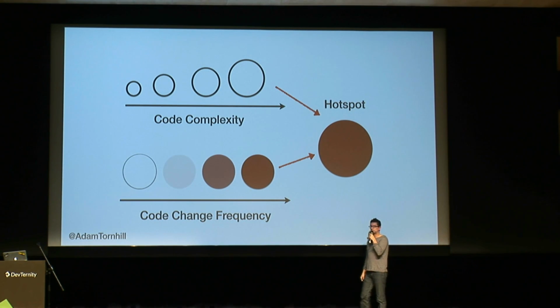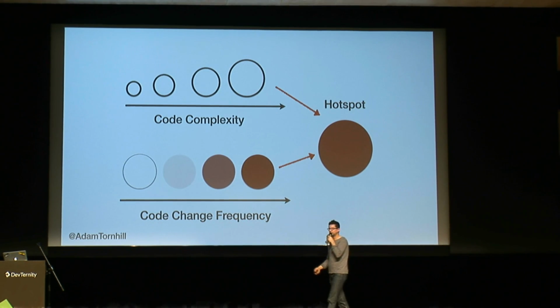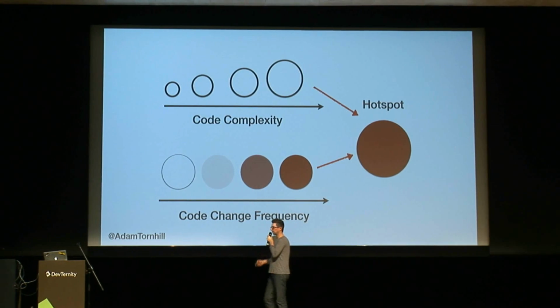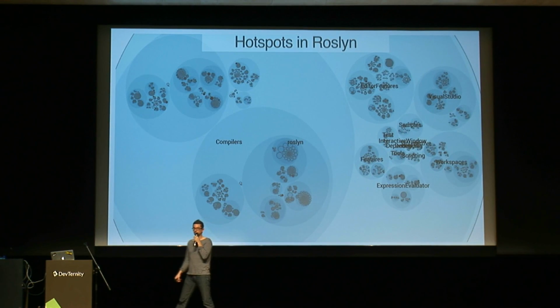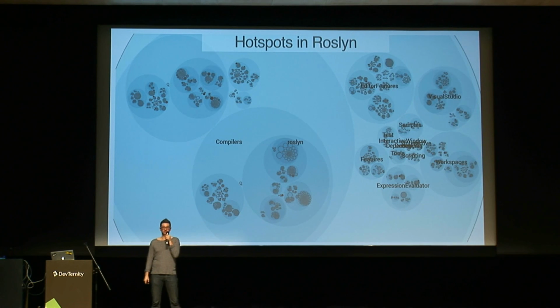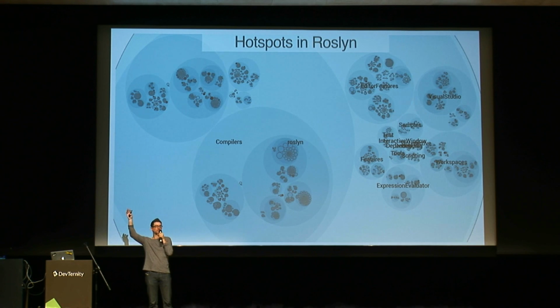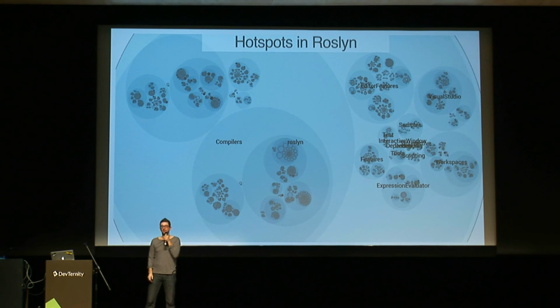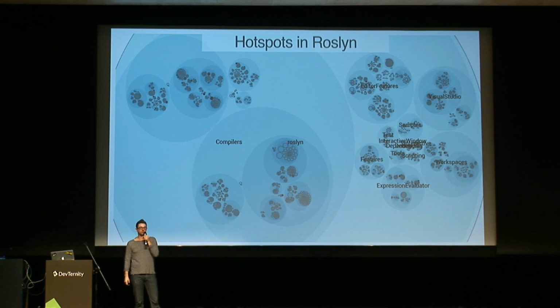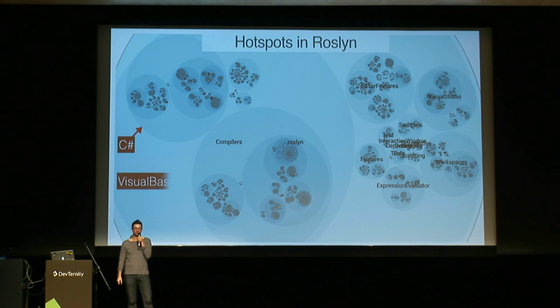So I want to show you how a hotspot analysis looks on a real-world system. So this is a hotspot analysis I did quite recently on Microsoft's Roslyn project. Now, is anyone familiar with Roslyn? Oh, a lot of you, like 20, 30 people. Cool. So Roslyn is an interesting project because Roslyn is a compiler platform, and it actually implements two compilers itself. It implements the C# compiler in C# and the Visual Basic compiler in Visual Basic. So this is a polyglot code base.